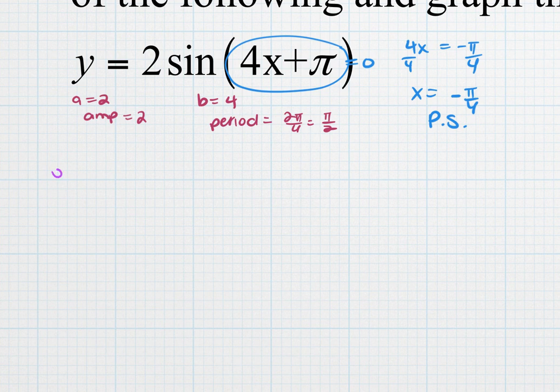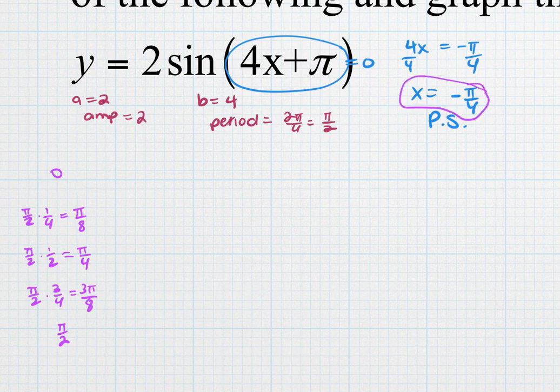The first one is at 0. The next one is at pi over 2 times a fourth. The next one is at pi over 2 times a half. The next one is at pi over 2 times 3/4. And the last one was the period, which is pi over 2. So I get pi over 8, pi over 4, 3 pi over 8. And now we shift them negative pi over 4.